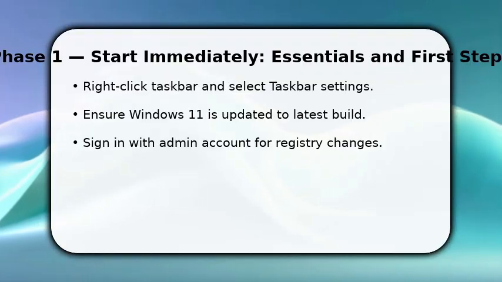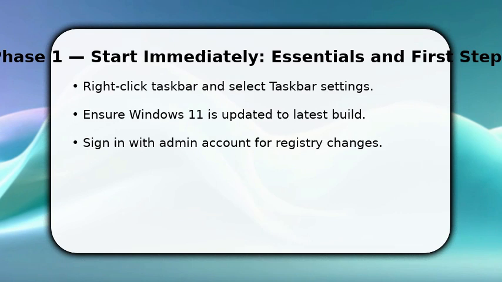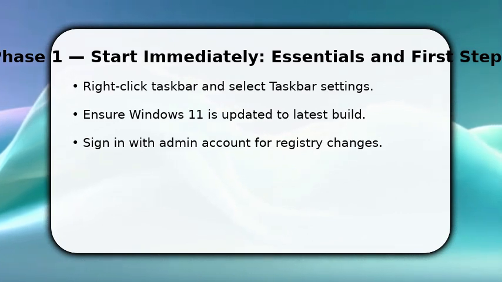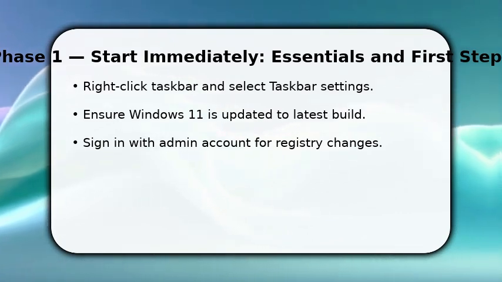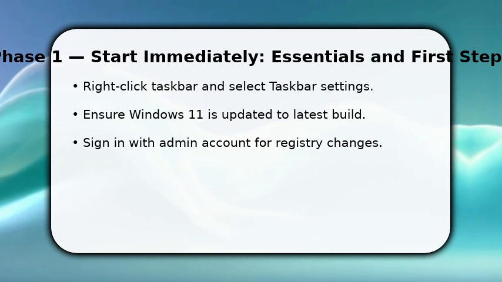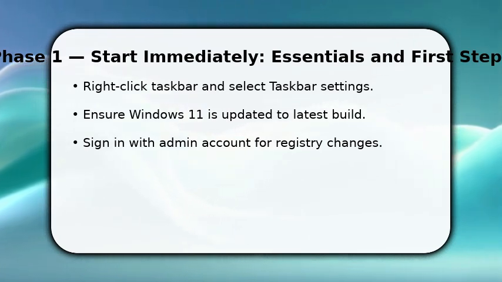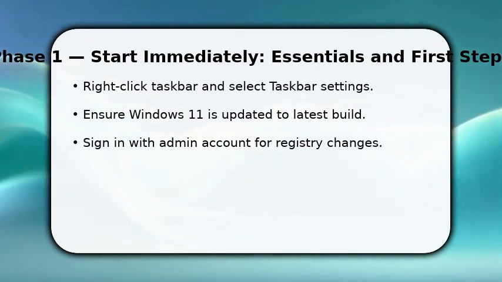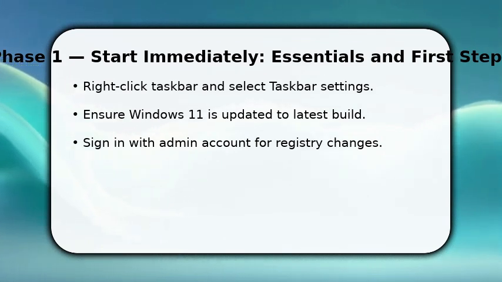You'll start by opening Taskbar settings immediately. Right-click the taskbar and choose Taskbar settings. Once there, make sure you're signed in as an administrator so you can apply system-level changes. If your goal is smaller icons, this step begins the process. Windows updates can change available options, so confirm you're on the latest build before proceeding.